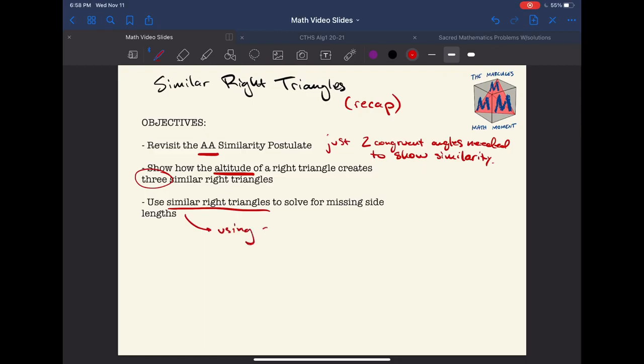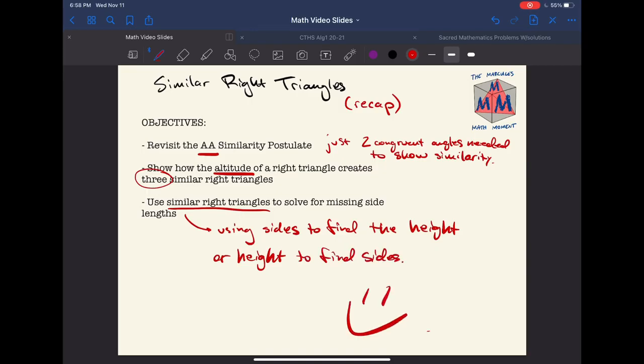Going to make sure we remember how to set up our proportions. When in doubt, draw a picture. Even if you label the picture wrong and you call it the blue triangle, you don't actually use the blue triangle. I drew the picture correctly, and so it helped. Right? So we use the sides to find the height, or we can use the height to find the sides.